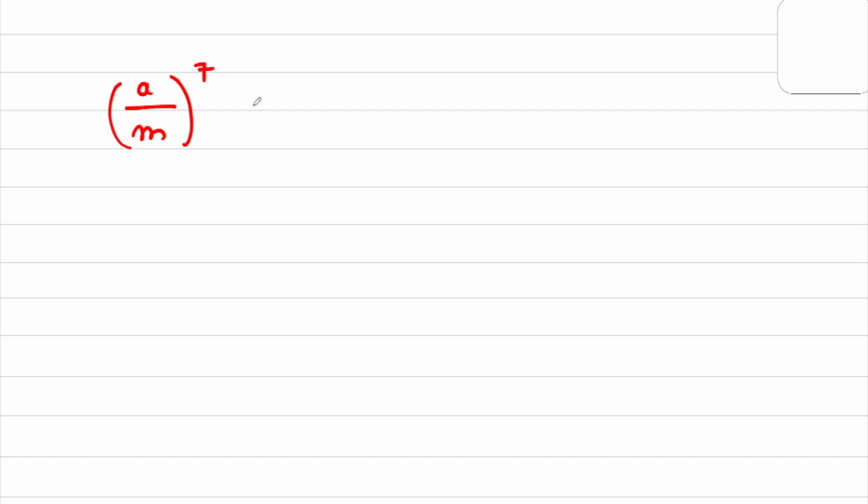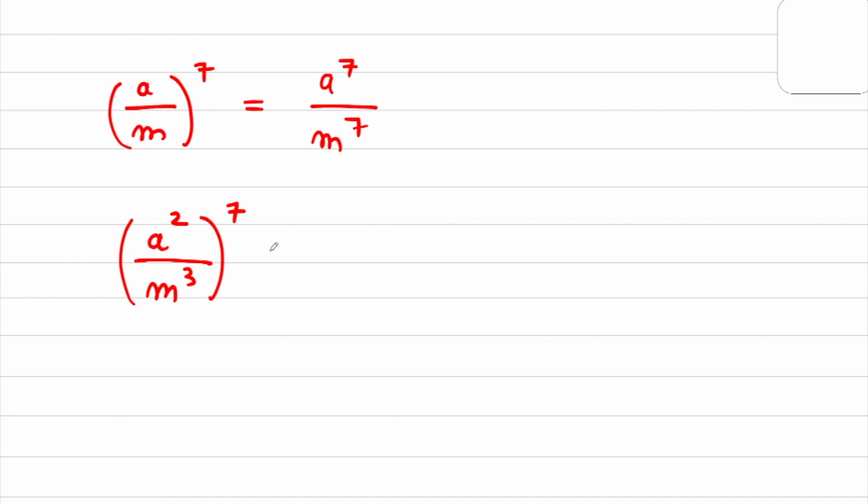Yeah, for this writing. So for example, when you have a here and m here, and inside the bracket you have 7, I can apply the power number 7 to the numerator and denominator. The base numbers are different. A to the power of 7 like this one, and m to the power of 7 like this one. Okay, and a little bit more complicated for this question is a square and m cubed inside the bracket and you have 7 outside.